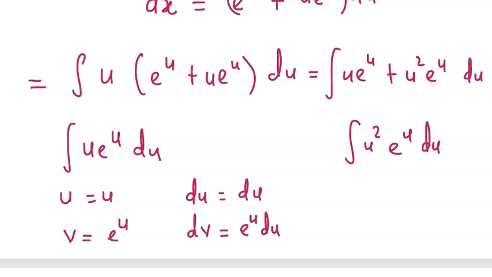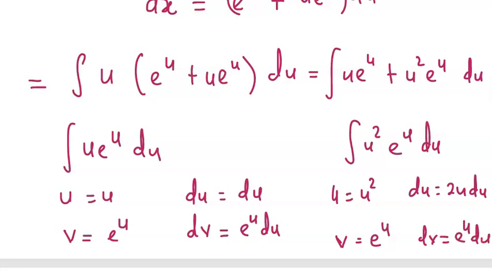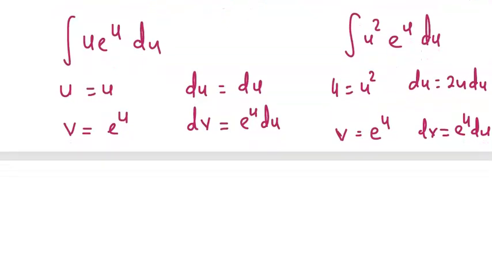And again, for this right hand side, our u is going to be u squared. Differentiate both sides, we get du is equal to 2u du. Our v is going to be the integral of e to the power of u, which is the same as e to the power of u. Then our dv will be e to the power of u, and then we have our du. Interesting, right?